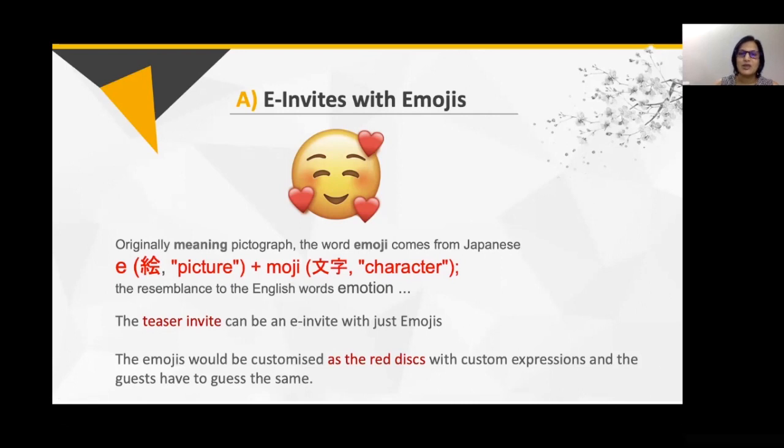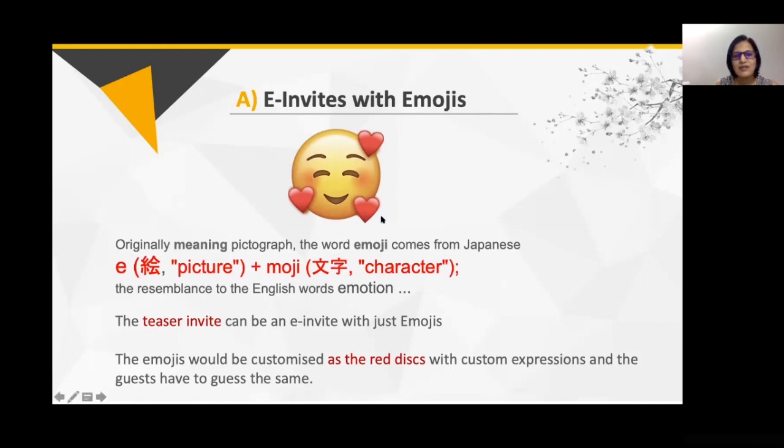So what we suggested is that we have the e-invitations, or the email invitations, with emojis, and it was supposed to be a teaser. A teaser is a communication to create some kind of excitement. You don't reveal the theme or everything about the event, but you get the curiosity and interest of the audience piqued. That's what a teaser does.